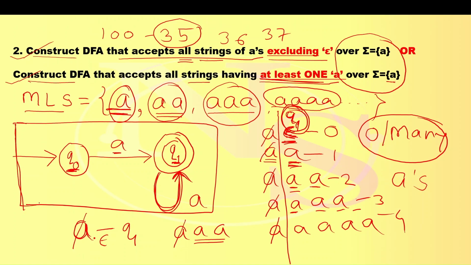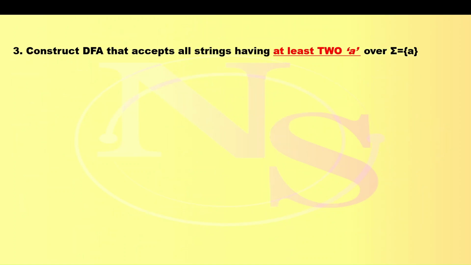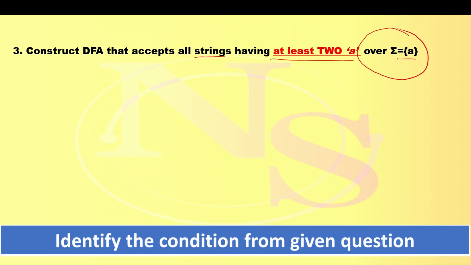Let's take one more example to understand and clear this concept. Construct a DFA that accepts all strings having at least 2 A's over sigma A. Over sigma A means what? All the strings should only contain the symbol A. Identify the condition from the question: at least 2 A's.